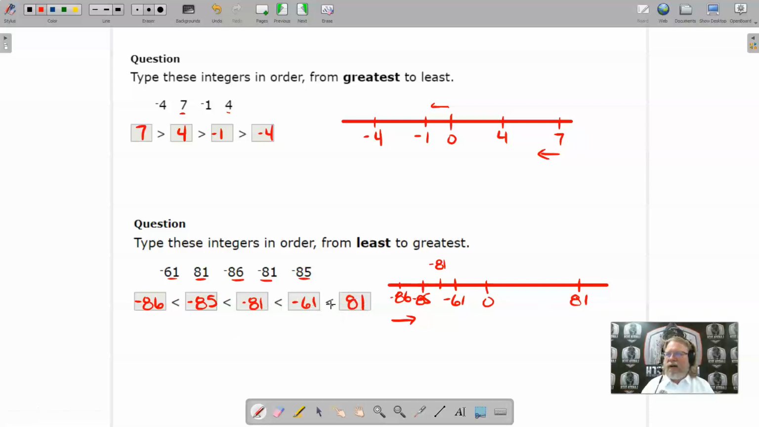You'll notice that on the opposite side that the absolute values get greater the further you go away from 0. And that makes sense because as you move to the left, the distance from 0 increases. So if you don't really consider the negative signs, we're doing 61, 81, 85, 86, you realize that the absolute values get greater as you move to the left away from 0, just like on the positive side that the absolute values get greater moving from the left to the right from 0.